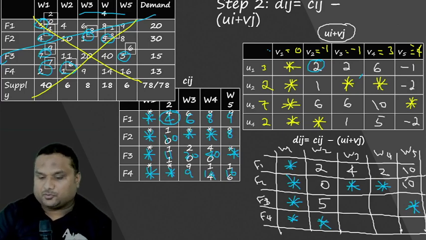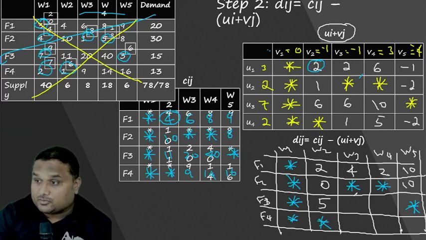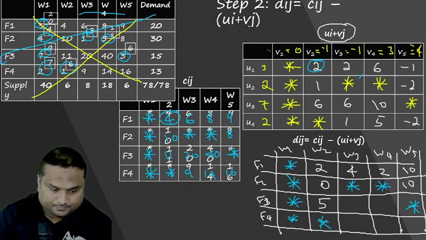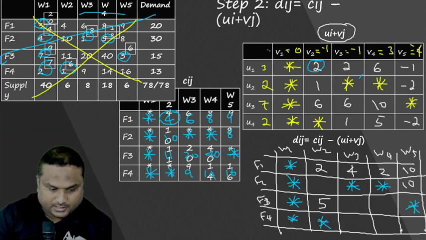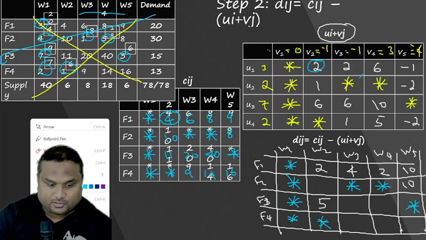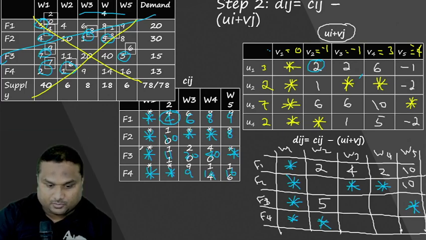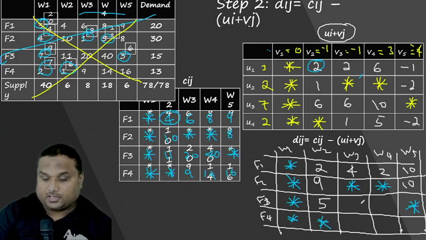Which one? F2, W. It is 10. 10 minus 1. It is 9. Oh, that is 10, it is not 1. Am I right? Yeah, I thought this was 1. 10 minus 1, it is 9. Tell me, 9. Then what else?